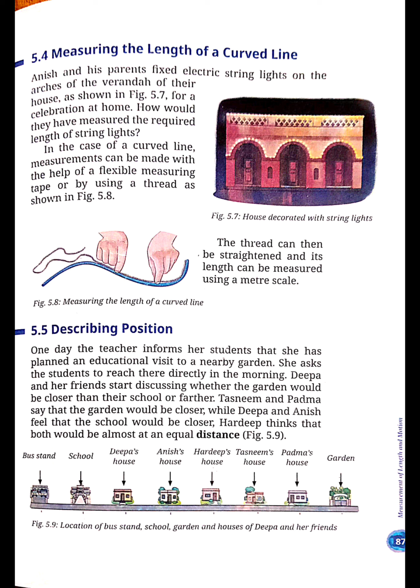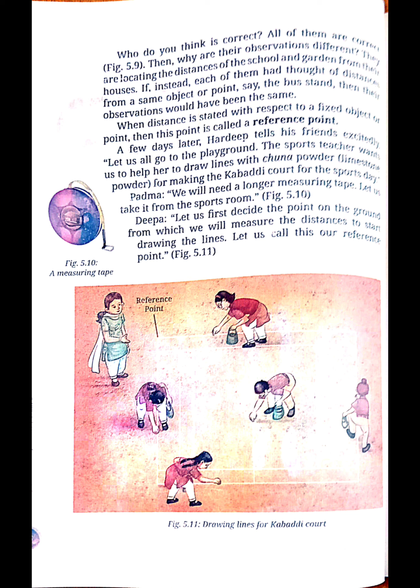Figure 5.9, location of bus stand, school, garden, and houses of Deepa and her friends. What do you think is correct? All of them are correct. Then why are their observations different? They are thinking of the distances of the school and garden from their own houses. If instead each of them had thought of distances from the same object or point, say bus stand, then their observation would have been the same. When distance is stated with respect to a fixed object or point, then this point is called a reference point.